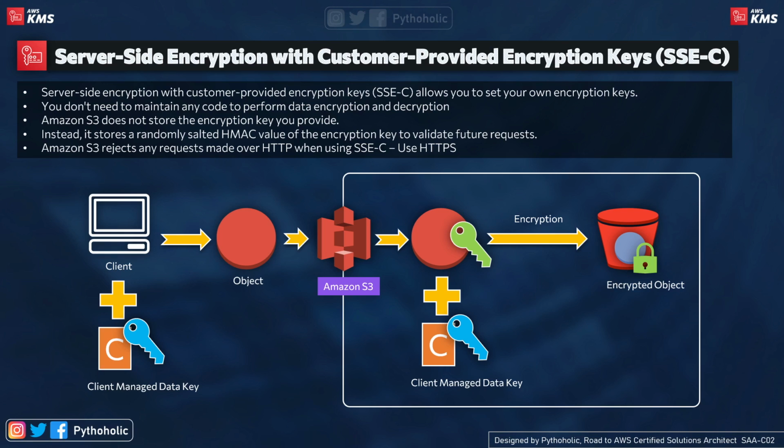So if you think AWS stores it, it does not. Amazon S3 does not store the encryption key you provide. Instead, it stores a randomly salted HMAC value of the encryption key to validate future requests.